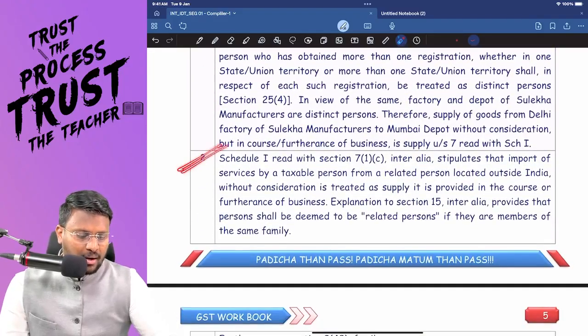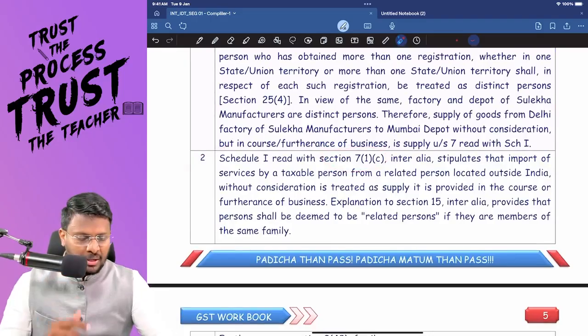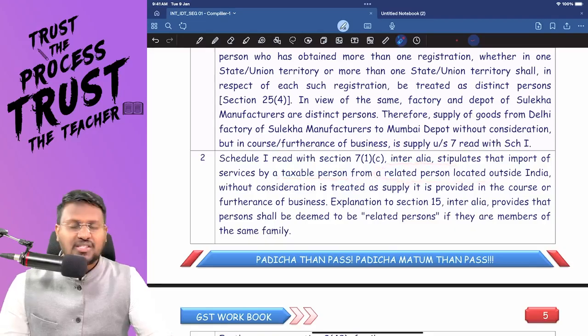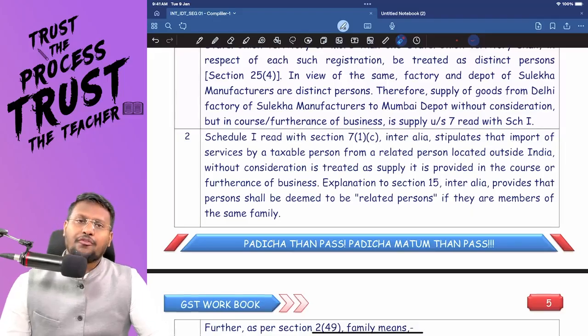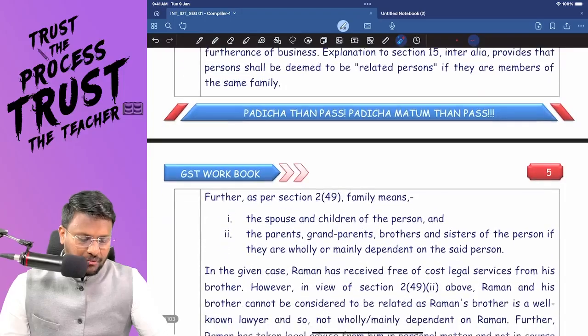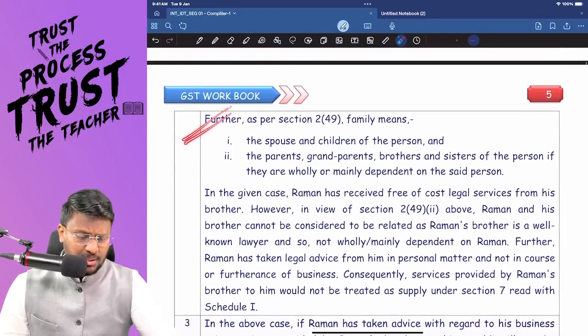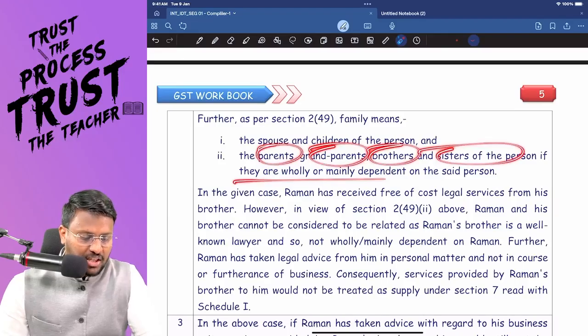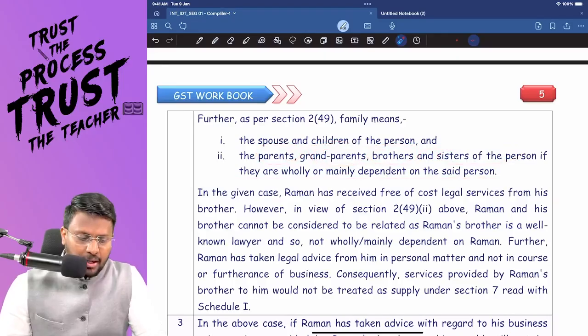Schedule 1 read with section 7 subsection 1, inter alia, stipulates that import of service by a taxable person from a related person located outside India without consideration is treated as supply, if it is provided in the course or furtherance of business. Explanation to section 15, inter alia, provides that persons shall be deemed to be related persons if they are members of the same family. Further, as per section 2 subsection 49, family means spouse and the children of the person, and parents, grandparents, brothers or sisters of the person if they are wholly or mainly dependent on the person.